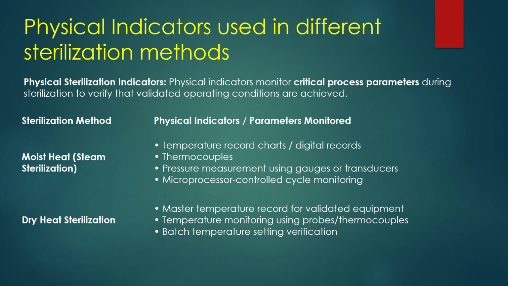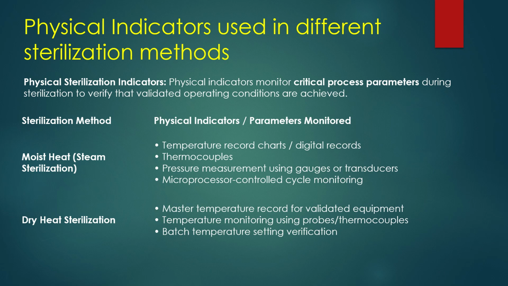Let's see physical indicators used in different sterilization methods. Physical indicators monitor critical process parameters during sterilization to verify that validated operating conditions are achieved. In moist heat or steam sterilization, physical indicators include temperature record charts or digital records, thermocouples for accurate temperature measurement, and pressure gauge or transducer to monitor steam pressure.